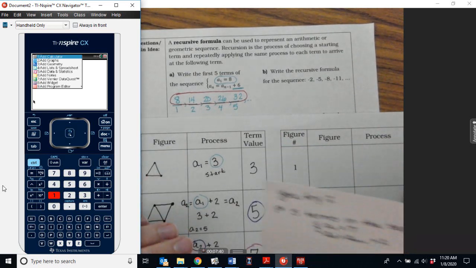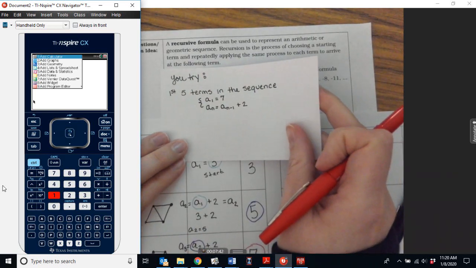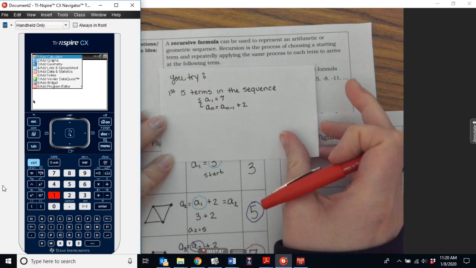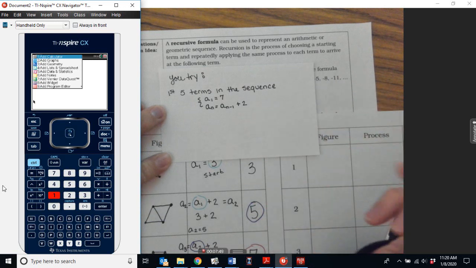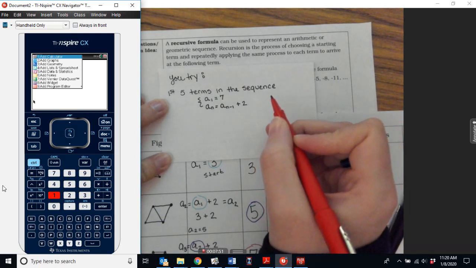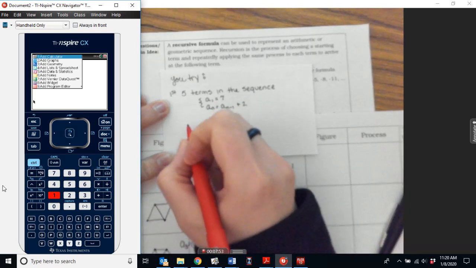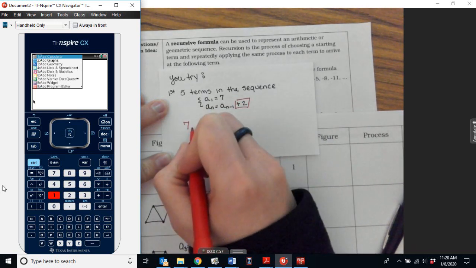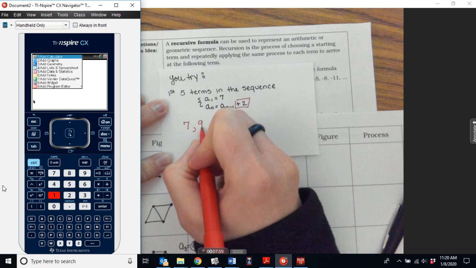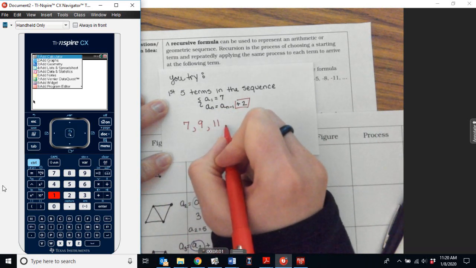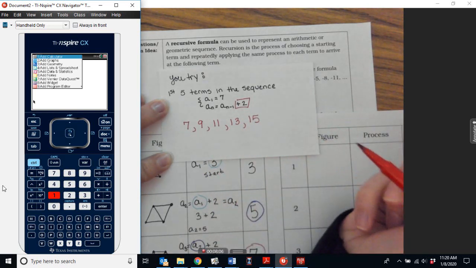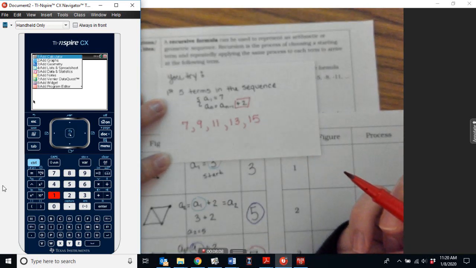All right, I want you to try this one. First 5 terms in the sequence. I'm starting with 7, and every time I am adding 2. So 7 plus 2 is 9, plus 2 is 11, plus 2 is 13, plus 2 is 15. Those are my first 5 terms.